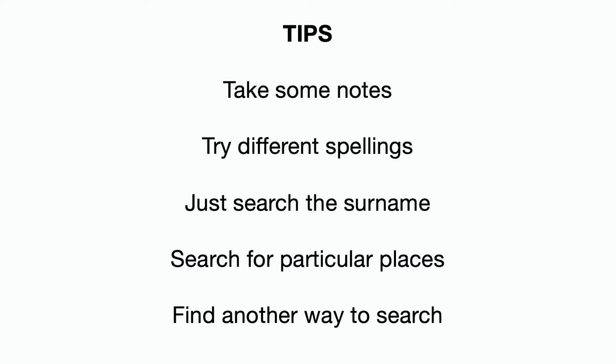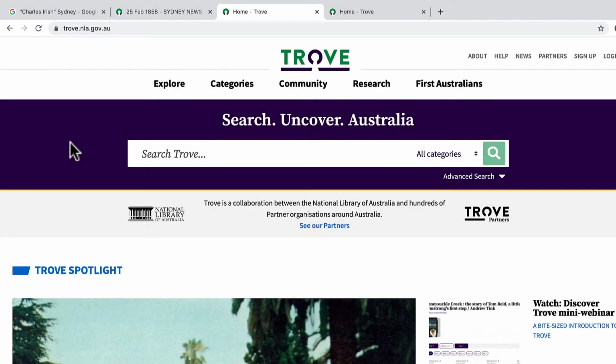When old newspapers are scanned, they sometimes misread words, so don't be discouraged if you don't find something first time around. Think what you want and try and find another way to look for it. Let's say, for example, that you know your ancestor lived at La Perouse in the 1920s. Another way to search instead of using their name is to search keywords about the place that they lived in.